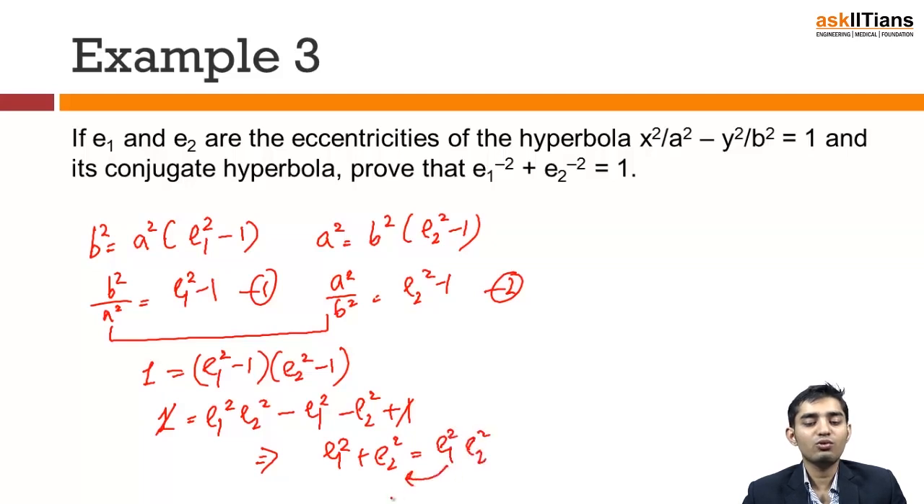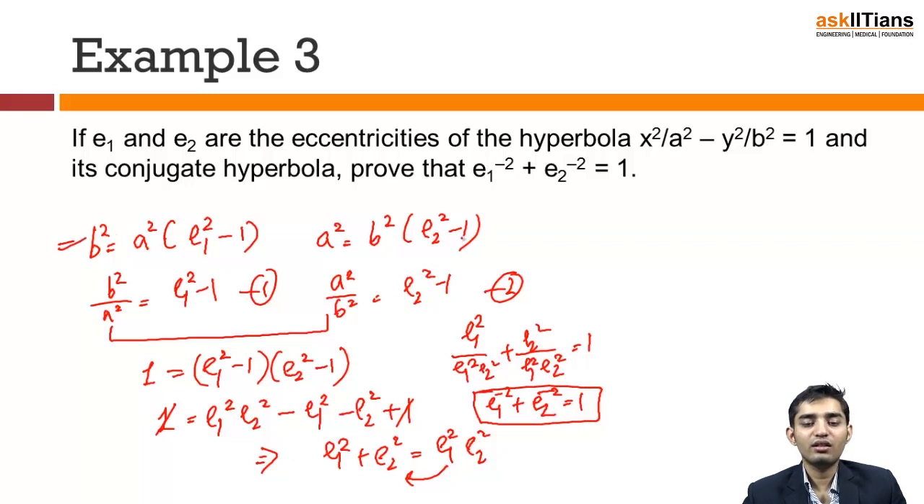Now this E1²E2² you can take to the denominator, right? So if I take it to the denominator, I will get E1²/(E1²E2²) + E2²/(E1²E2²) equal to 1. So basically you will get the required result, E1⁻² + E2⁻² will be equal to 1. Got it? So just use the two relations that we have. You just have to swap a and b if it is a case of the conjugate hyperbola. So I think this is pretty much clear to all of you, right?